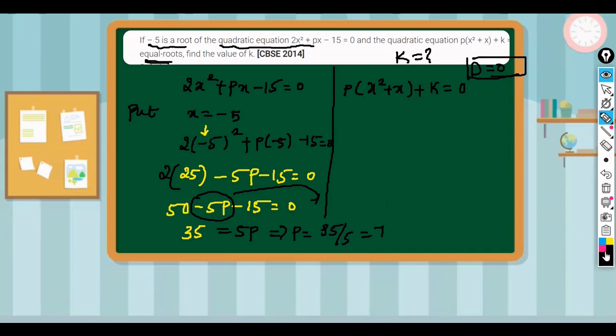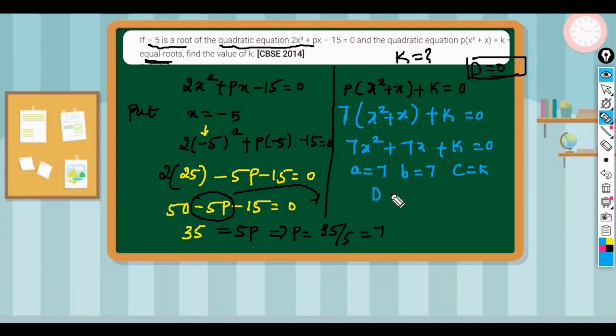Let's take this value of p and put it here now. Go to the second part. P value is 7 and here I have x square plus x plus k equal to 0. Let's simplify this before I write my ABC, right? 7x square plus 7x plus k equal to 0. Very good. What is A equal to 7? What is B equal to 7? Very good. C is equal to k. Let's write b square minus 4ac and equate this to 0 because the roots are real and equal.